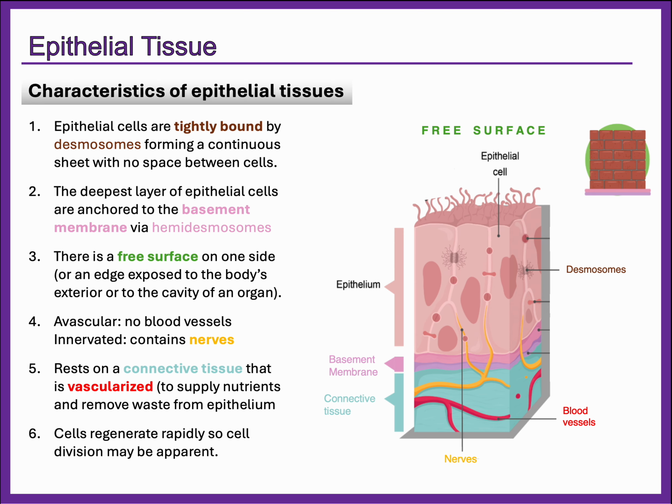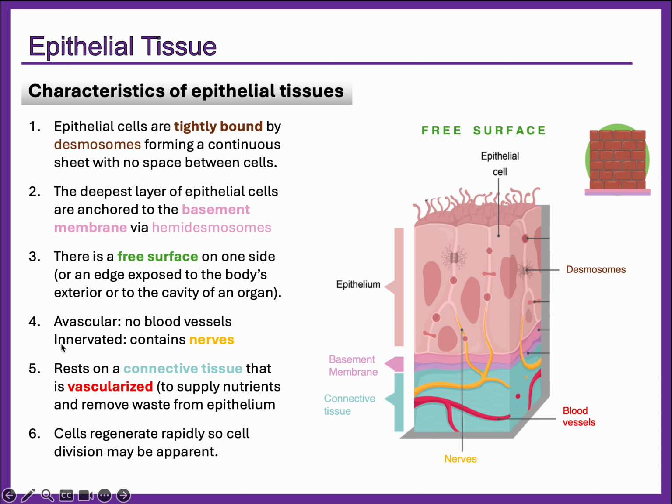The fourth fact about all epithelium is that they are avascular, right? Whenever we put an a in front of a word, it means not. For example, asexual means not sexual, right? Vascular means vessels. Avascular means no blood vessels. Okay, so epithelial tissue are avascular.